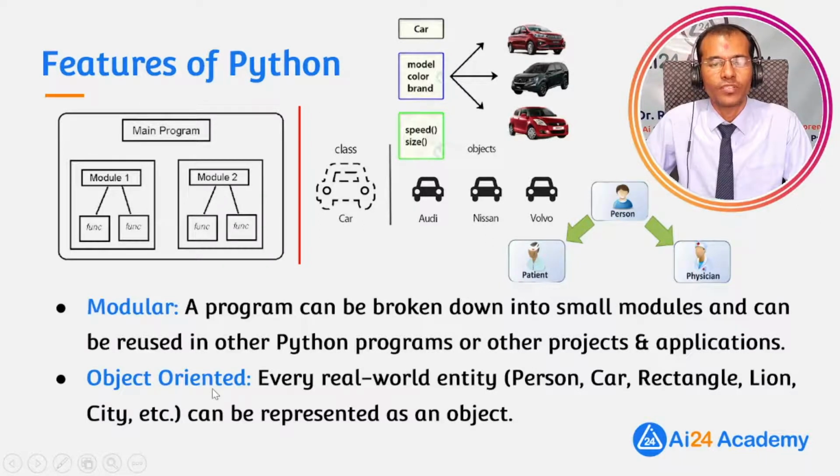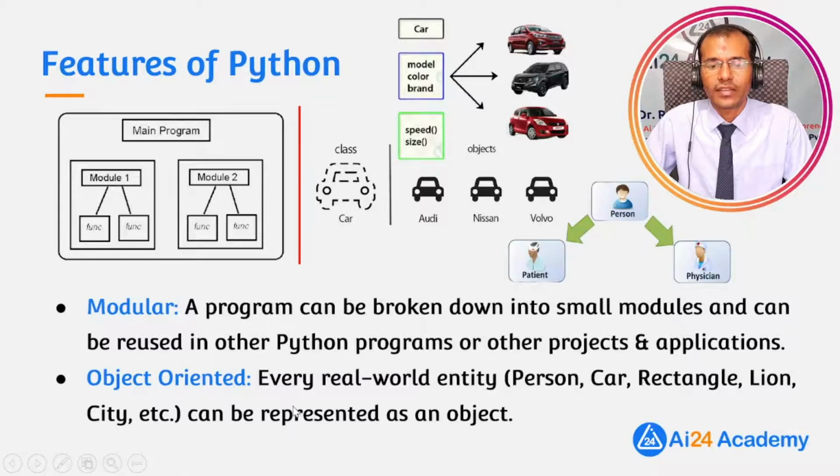And the most important feature of Python programming is that it is an object oriented programming language. Object oriented programming language means every real world entity like person, car, rectangle, lion, city, etc. can be represented as an object. Here we can see that cars are there. So a car has a car model, car color, car brand, and the methods or functions that these cars can have. A car has a speed, a car has a size, right?